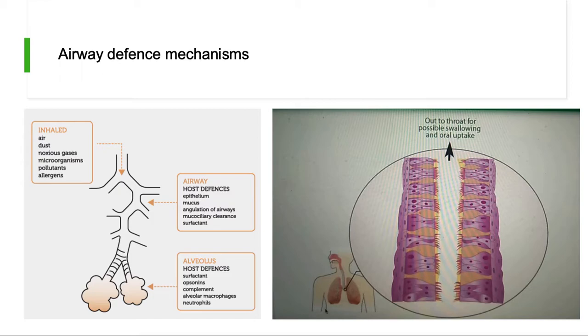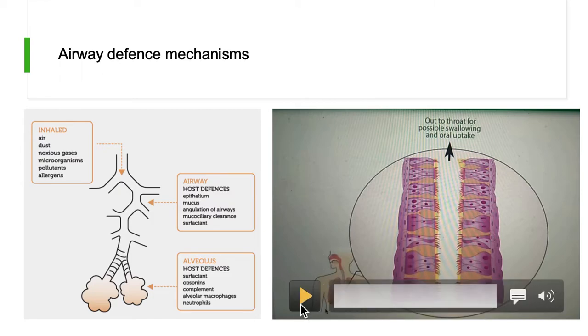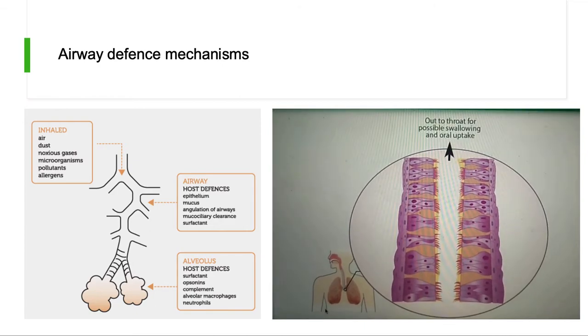The movements of the cilia push it, and anything in it, such as inhaled particles or microorganisms, up and down into the throat, which can either get swallowed or removed through the mouth.